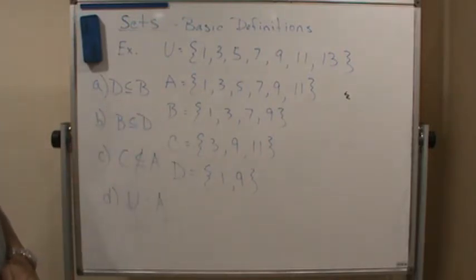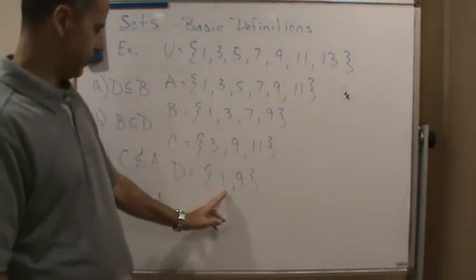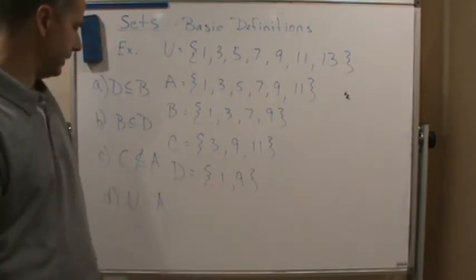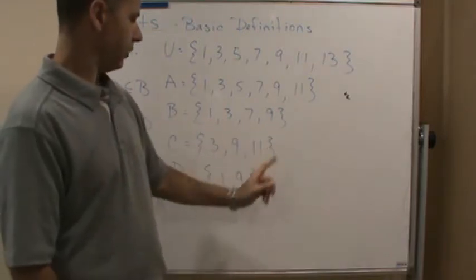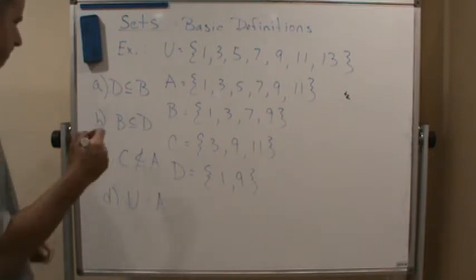So is that true or false? Well, we have to look at the set. So D has the elements 1 and 9 in it. Are those two elements contained in B? And the answer is yes. So therefore, D is a subset of B. So this is true.